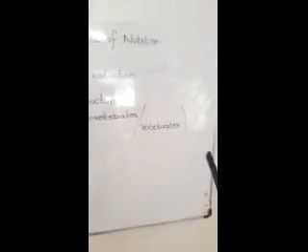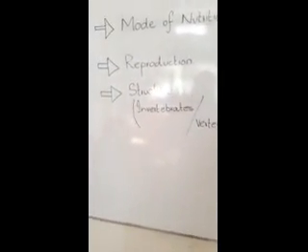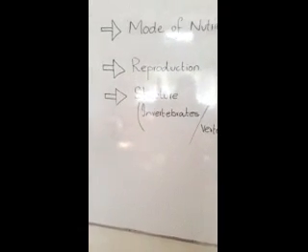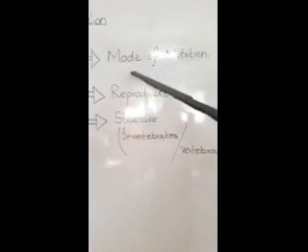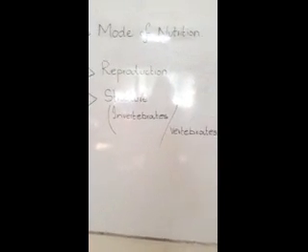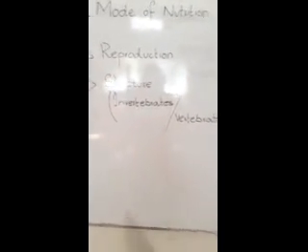How can we classify animals into their groups? We can classify the animals into their particular groups with the help of these three main key points of animal classification. First is the mode of nutrition. Mode of nutrition means how they eat their food, how they get their food.